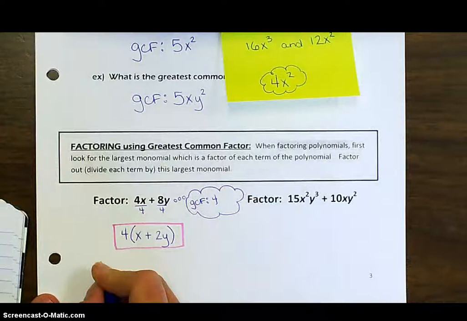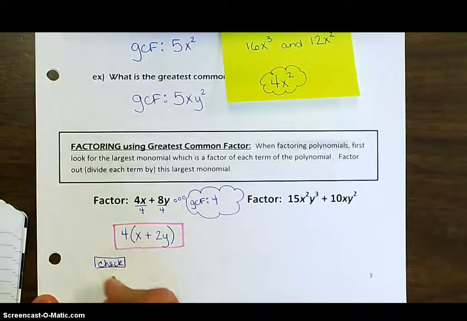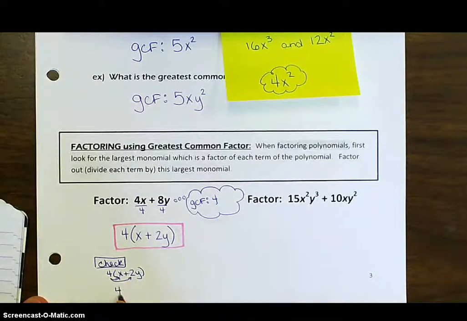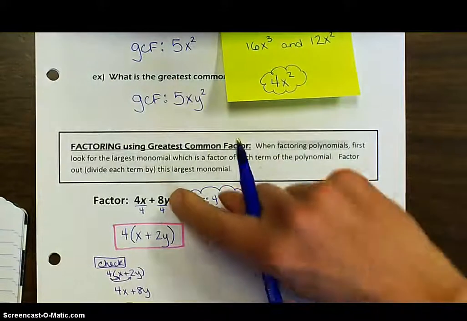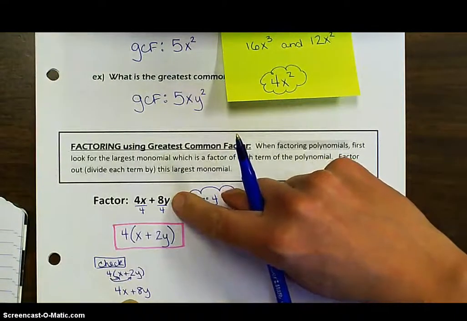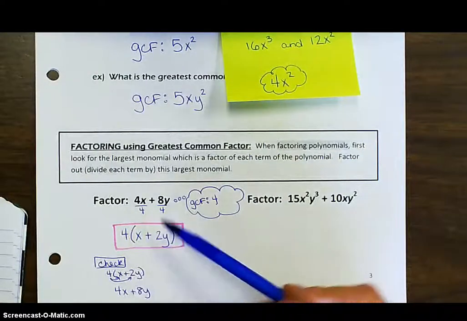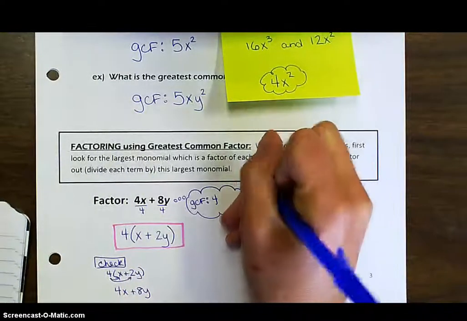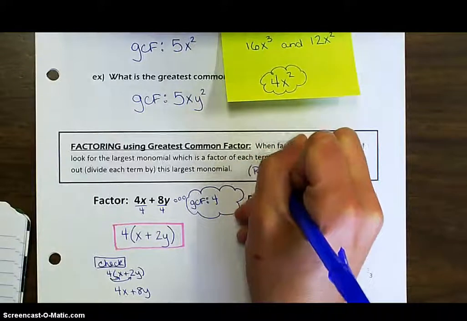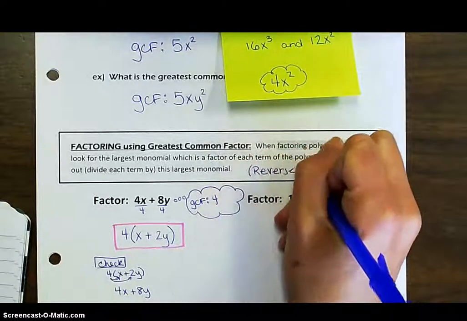Okay, now I'm going to show you a quick way to check your work. To check, you're going to write down your solution, and what we're going to do is simplify it. So I'm going to go ahead and distribute the 4. So 4 times x is 4x. 4 times 2y is 8y. Is that what we started with originally? Yes, it is. So you did it correct. By distributing, you can always check your work. So really, factoring using GCF can also be called reverse distribution.